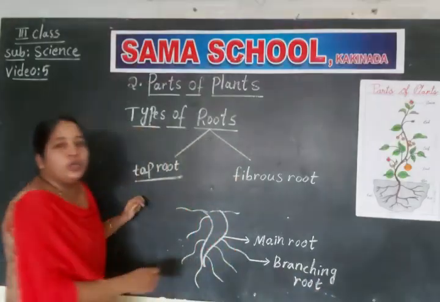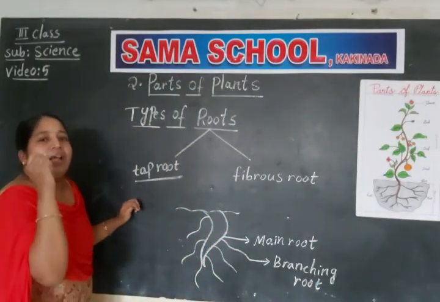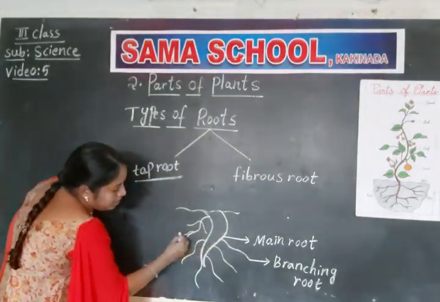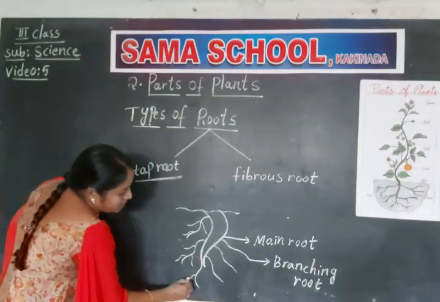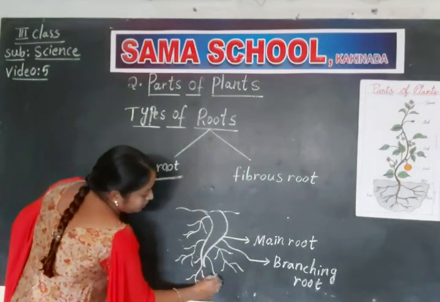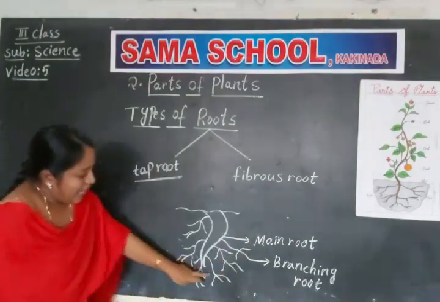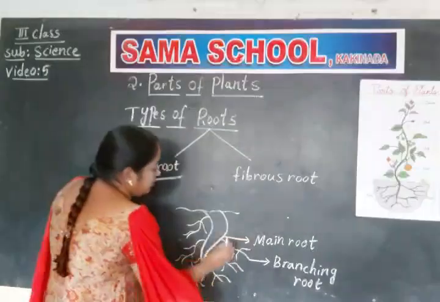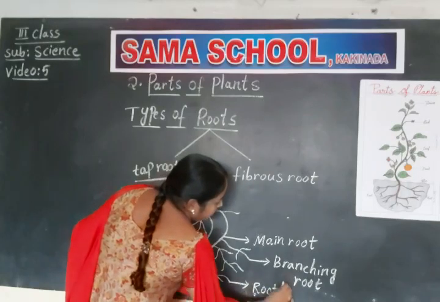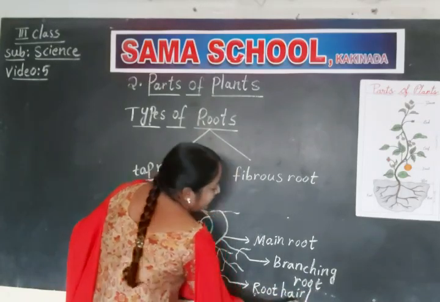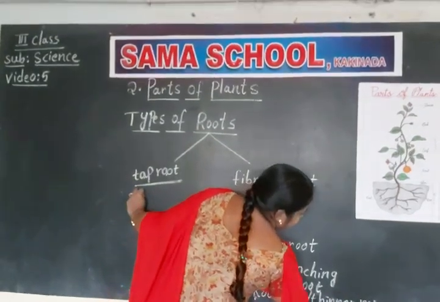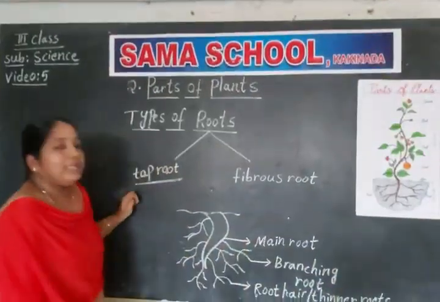And on the branching roots, you will find small hair-like structures or thread-like structures. These hair-like or thread-like structures are called root hairs or thinner roots. They are very thin. That's why they are called thinner roots.